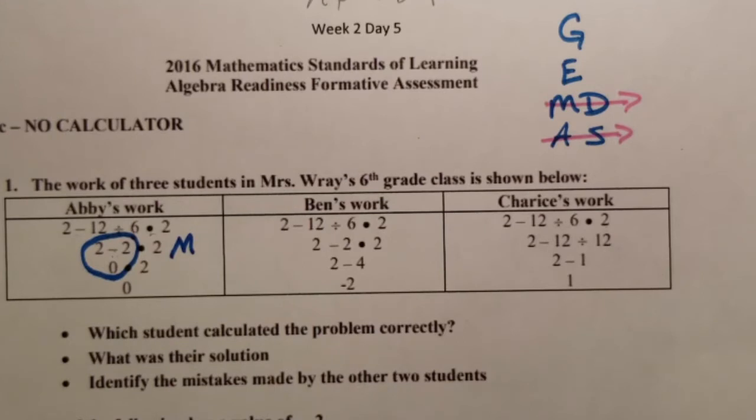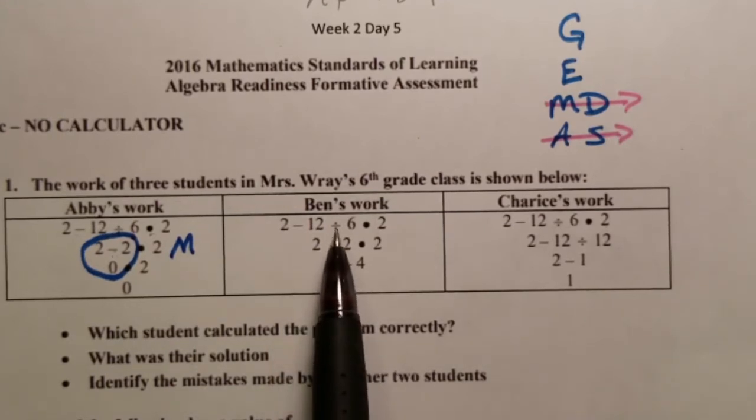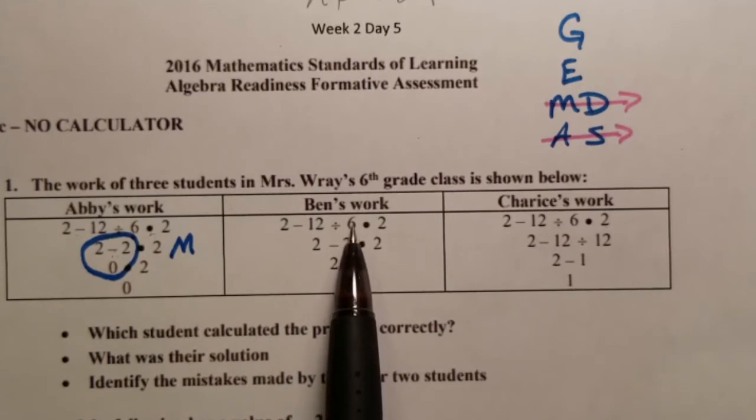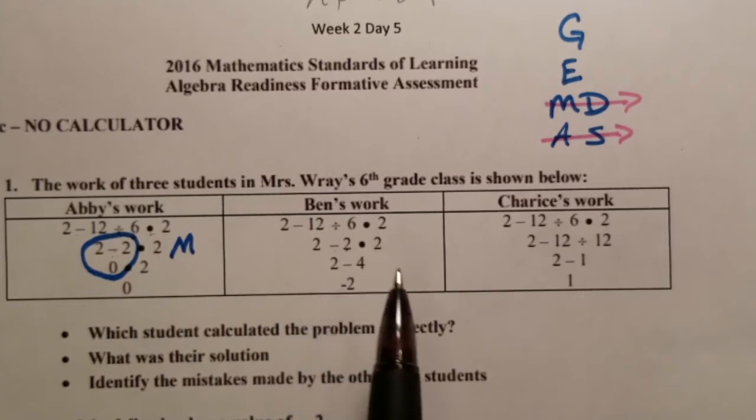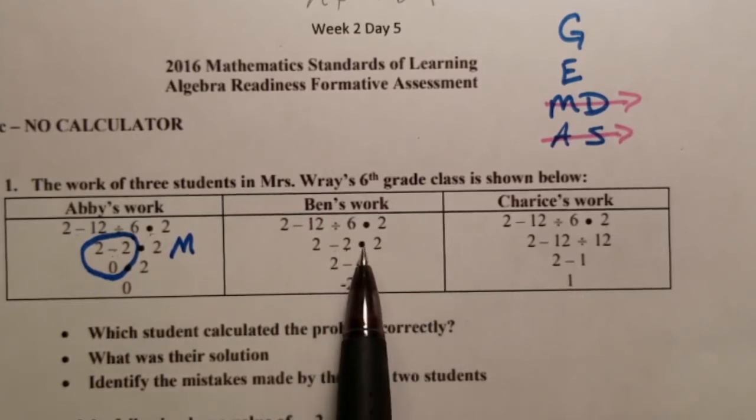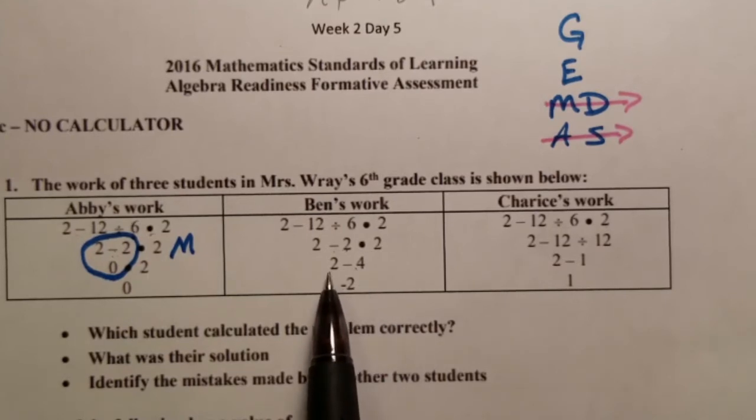Next one on Ben. He also did the -12 divided by 6 and got -2. He did that correct, and then it became subtraction to 2 minus 2, or -2 times 2. And the multiplication was the order of operations, so -2 times 2 is -4. Now it's used as subtraction. 2 minus 4 is -2, so Ben is correct.